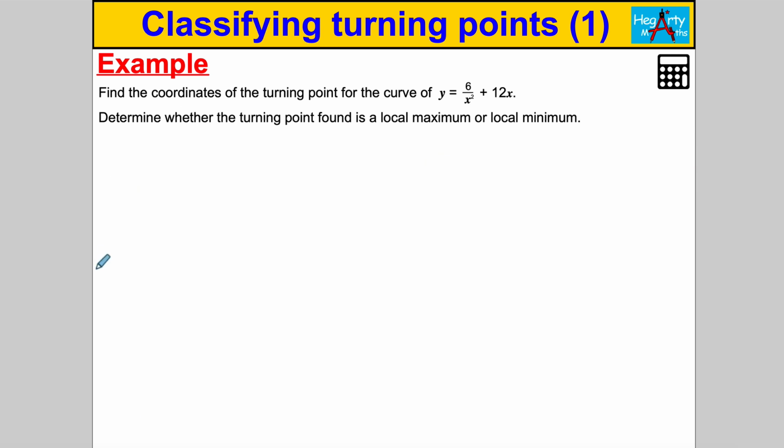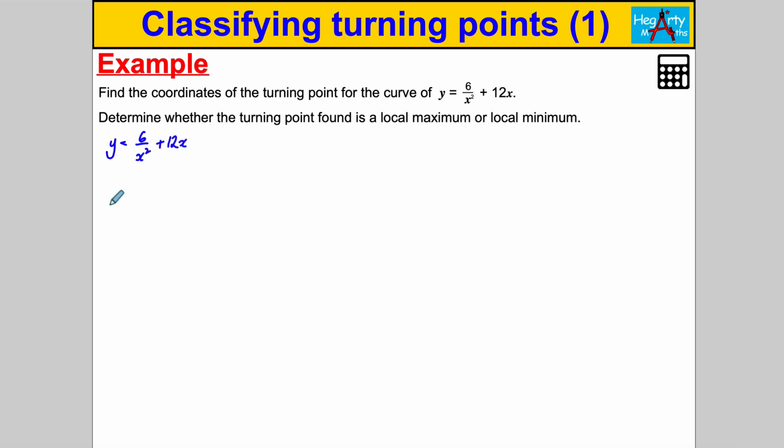Next question, pause and have a go. So same idea here, find the coordinates of the turning point of the following curve, and determine whether the turning point is a local maximum or minimum. So our function is 6 divided by x squared add 12x.